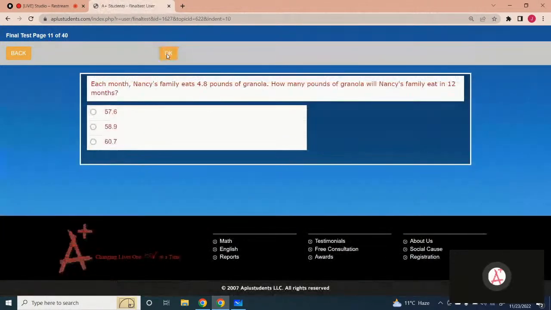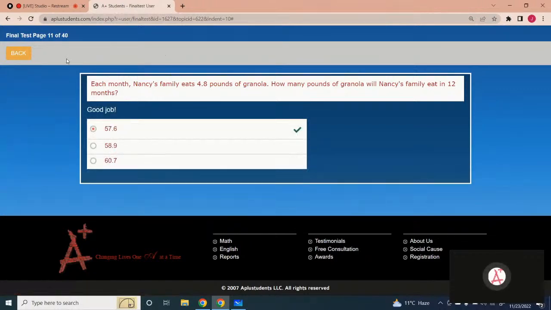Okay, the next one is, each month Nancy's family eats 4.8 pounds of granola. How many pounds of granola will Nancy's family eat in 12 months? Got it? You have to multiply 12 times 4.8. Just multiply them, so it would be 57.6. Got it? Select the correct option and click on the OK button.